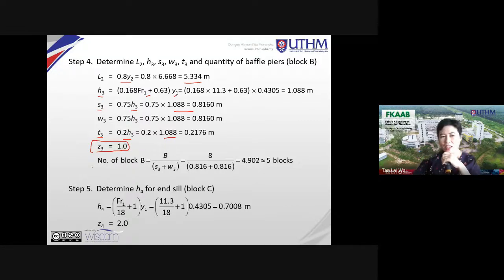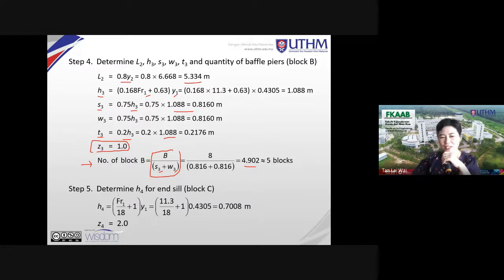And then finally, you need to determine the number of block B. The equation is the same, except now you are using the space for block 3 and the width for block 3. So you get a number of 4.9. You can use 5 blocks, all right?